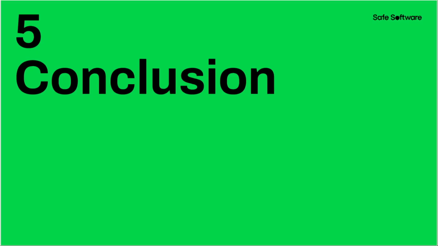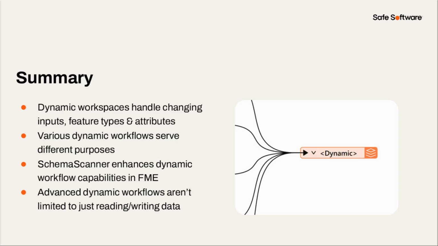All right, and that leads us to our conclusion. So a little bit of a summary on what we've learned today. With our dynamic workspaces, we're able to handle changing inputs, feature types, and attributes. And really this helps us to keep our workspaces simpler, cleaner, and easier to manage, especially when our workspaces in general are not too complex, and maybe we're just doing a read and a write, so a one-to-one kind of translation there. It can be really useful for those scenarios where we have lots of different formats and data sets coming through.